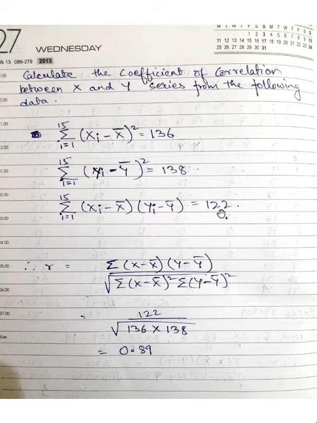We simply put it into the formula. Therefore correlation coefficient is denoted by r is equal to summation x minus x bar into y minus y bar divided by under root summation x minus x bar whole square into summation y minus y bar whole square. We just put the values: 122 divided by under root 136 into 138 is equal to 0.89. That is the required correlation coefficient.